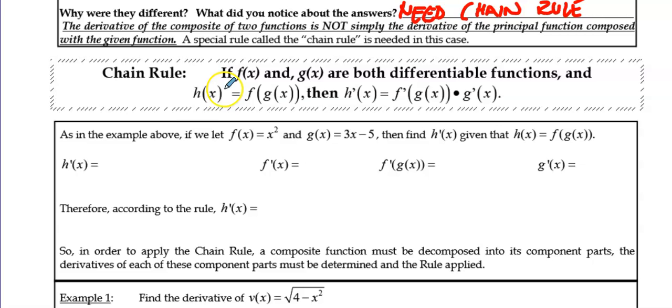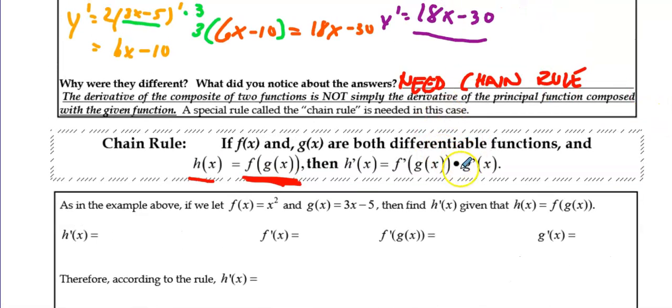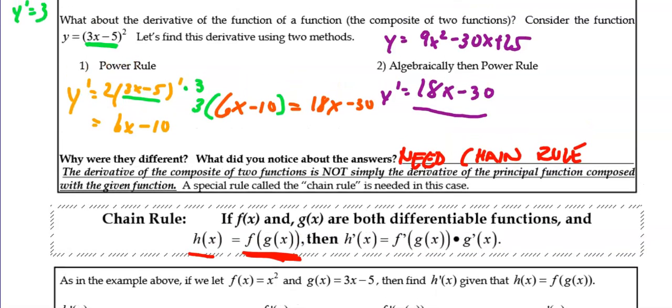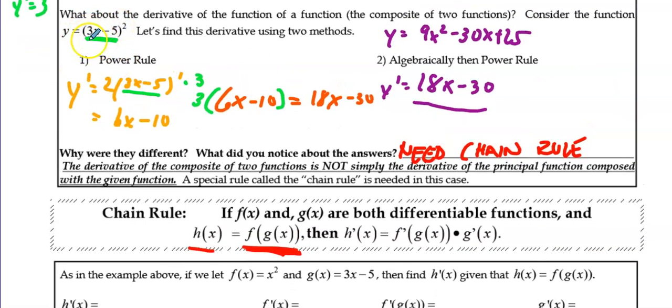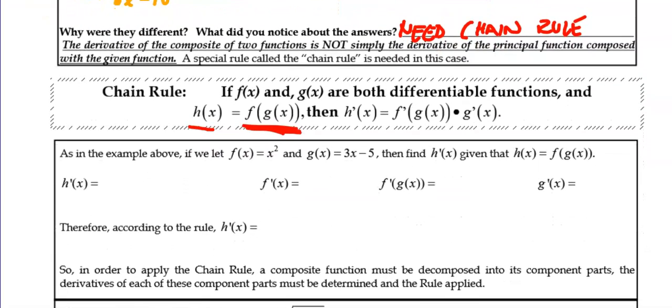The formal definition for the chain rule is: if you have a function that's a composition of 2 or more functions, so we have some function inside of another function, what this really says is that you take the derivative of the outside function first, leaving everything else inside the parentheses alone, and then you multiply by the derivative of that middle function. That's exactly what we did here. We really have the function f of x and the function g of x, 3x minus 5.